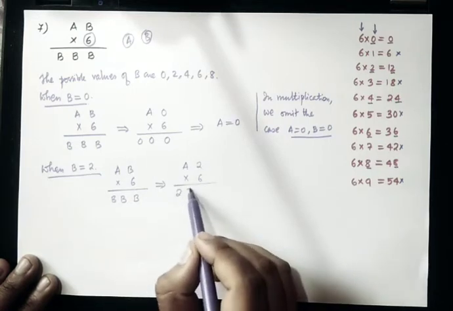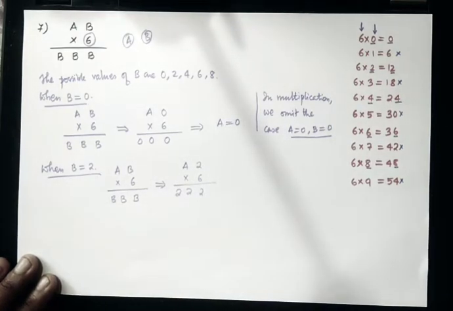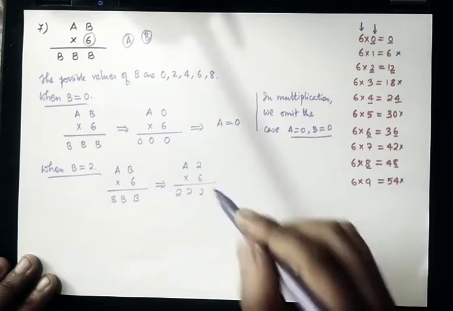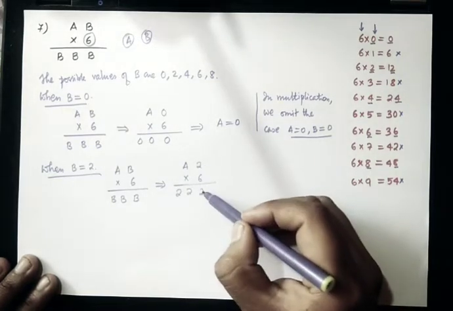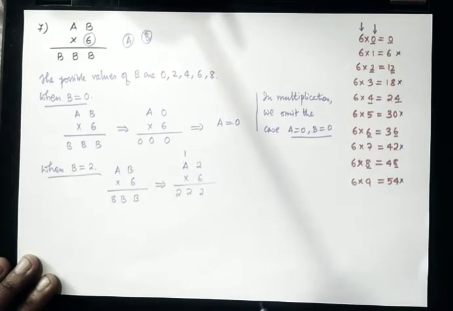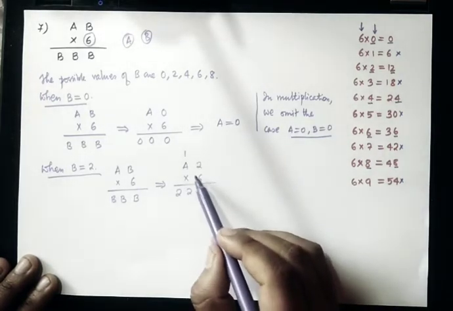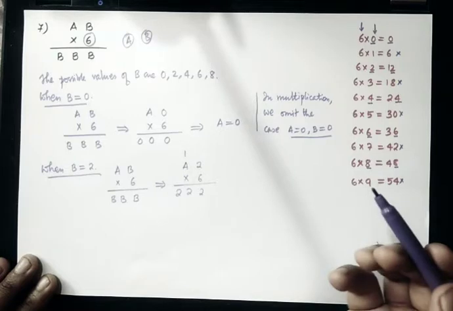So 2, 2, 2. Fine. So let's do the simplification here. 6 into 2 is 12, so 1 is carried over. Okay, so next what I do is 6 into A will be 6A, right?